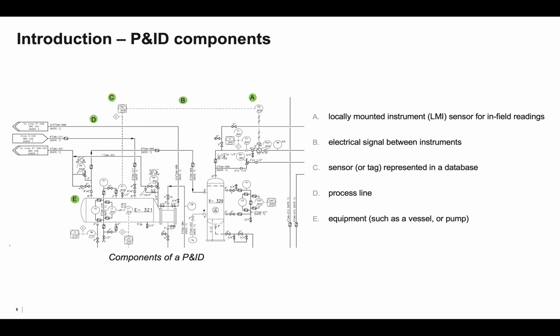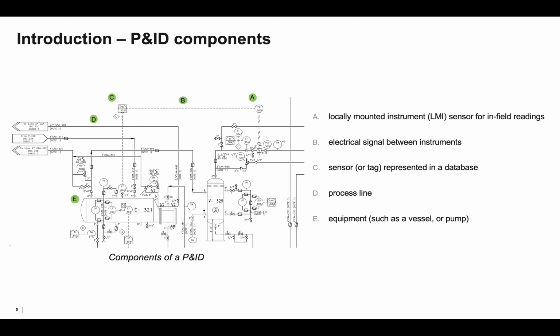Here is a section of a piping and instrumentation diagram. Next to A, we see instrumentation represented by a circle with text inside of it. This is referred to as an LMI, or locally mounted instrument. Next to C, we see a circle inscribed inside of a square, which represents a sensor, or more commonly referred to in industry parlance as a tag.